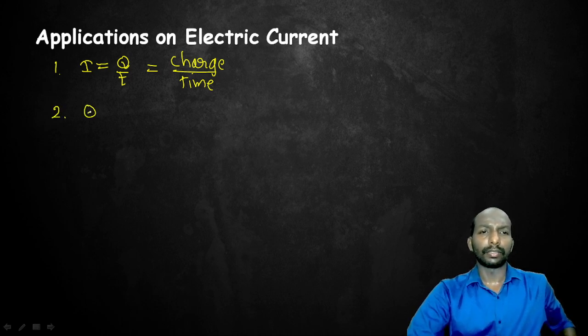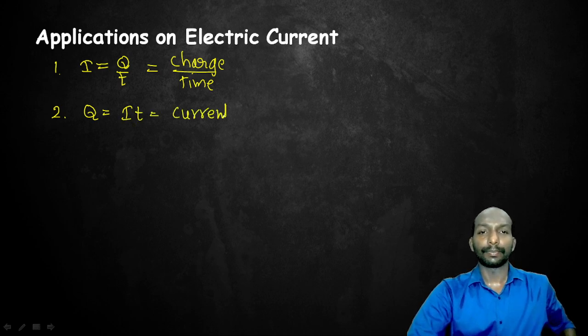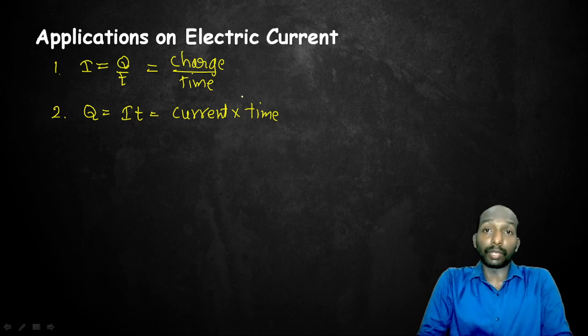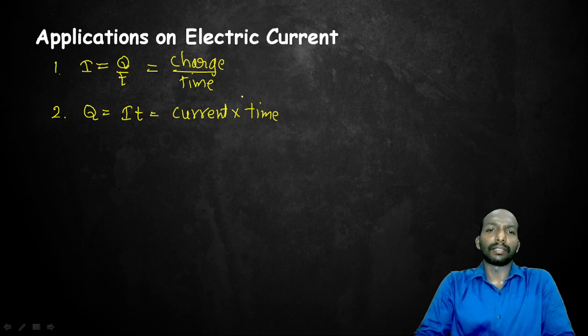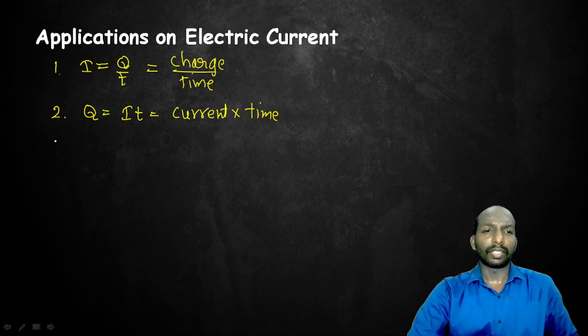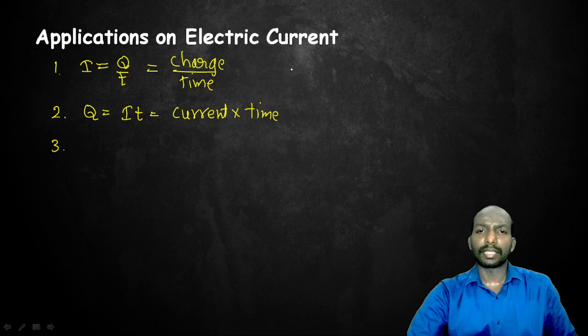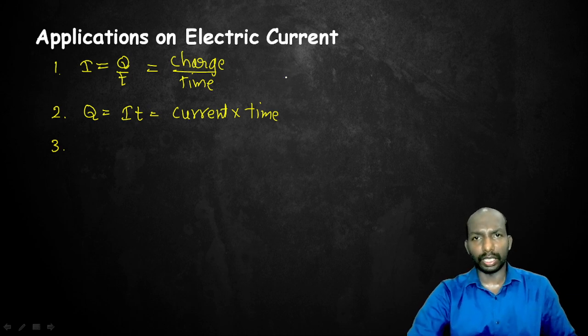And another one, again from this formula, Q I can write as I into T. So if you have current and the amount of time taken for the current to flow, by using this you can find how much charge is crossed through that area of cross section. These two cases are applicable when current is constant.